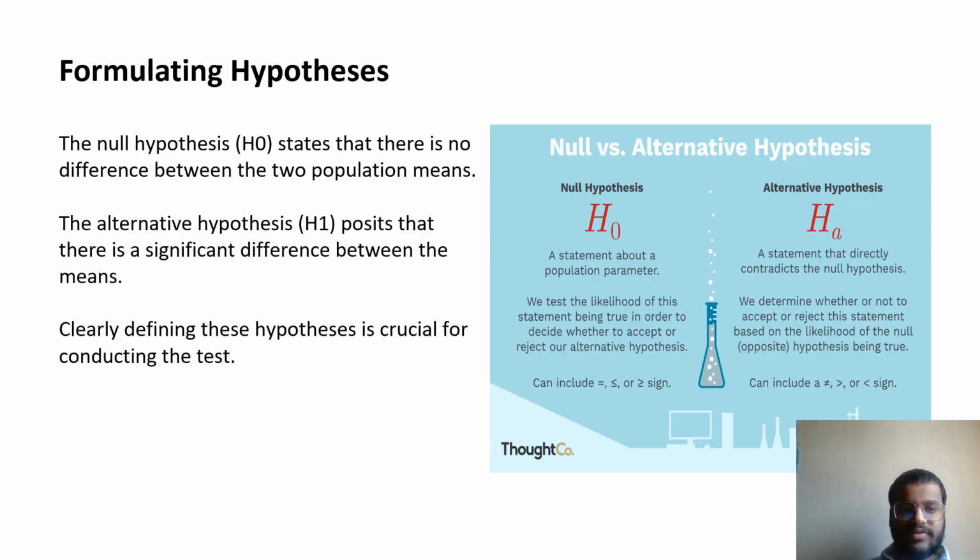Formulating hypotheses. The null hypothesis states that there is no difference between the two population means. The alternative hypothesis posits that there is a significant difference between the means. Clearly defining these hypotheses is crucial for conducting the test.